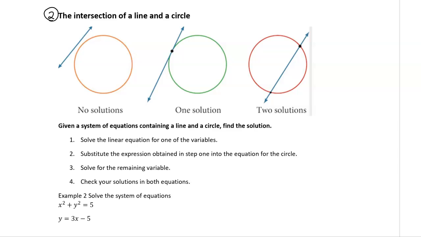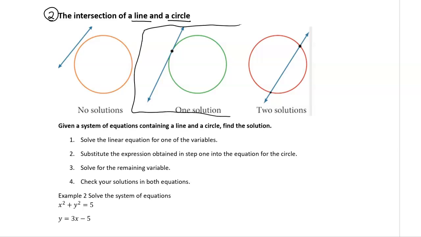The next type of system of nonlinear equations that we are going to look at is the intersection of a line and a circle. So we again have three possible scenarios that we could have in this case. We could have the case that the line and the circle do not intersect each other at all, so that they have no point in common and would have no solution to the system.